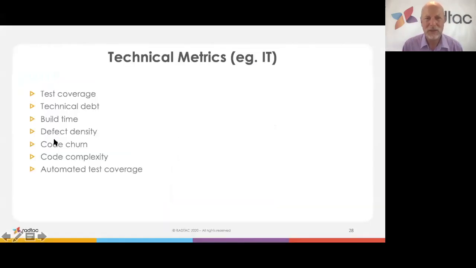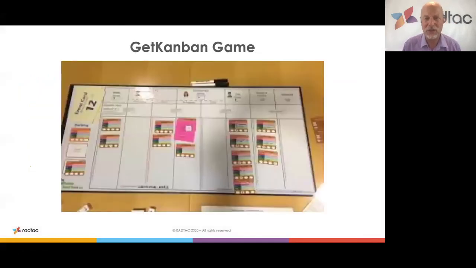Okay, good stuff. Other metrics, I've used an information technology example here. So other metrics, possibly test coverage. Yeah, we might be measuring that. Technical debt. Yeah, as we've said before, the amount of bugs we've got is going to be an indication of technical debt. Build time, code churn, code complexity, all sorts of different things you might look at.